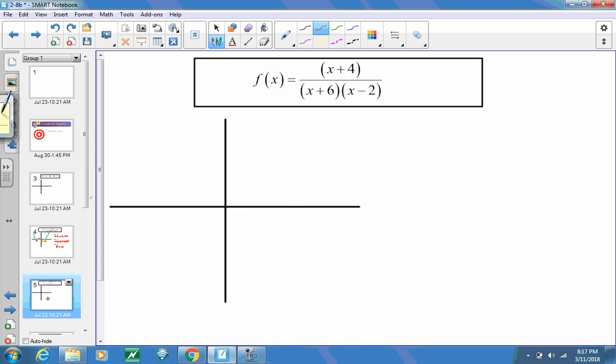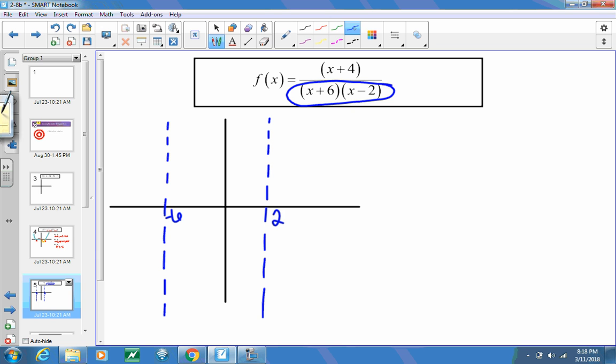Now I'm going to go ahead and take a look at a rational function. For time purposes here, I've already got it factored out for us. I'm going to look at my denominator right here, and this is going to help me identify where my asymptotes are. It looks like I have an asymptote at -6 as well as +2. So here's -6 and here's +2 for my vertical asymptotes.